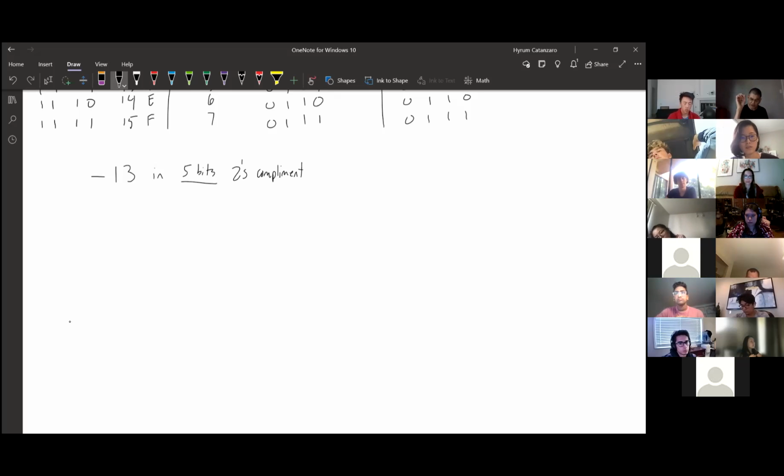In order to do that in 2's complement, let's first find the positive. How would you represent positive 13 in binary? Forget about negative now. Regular binary, how would you represent 13?